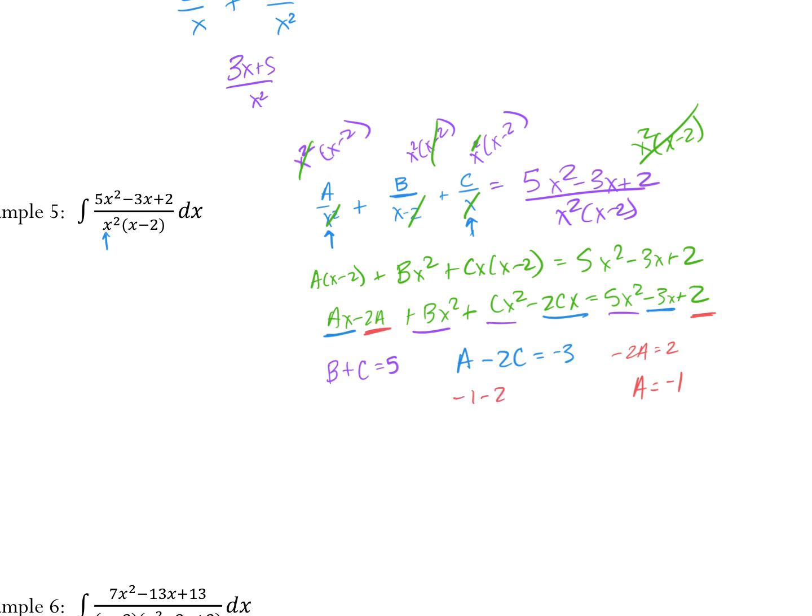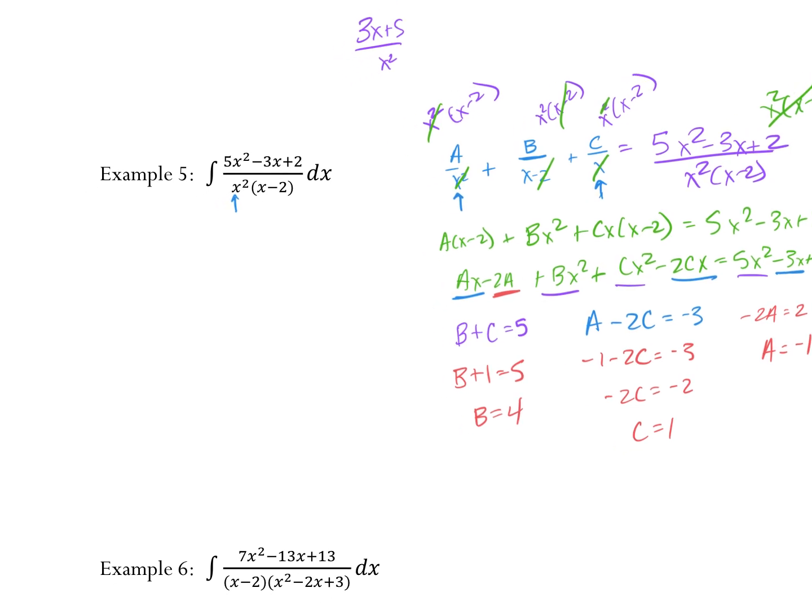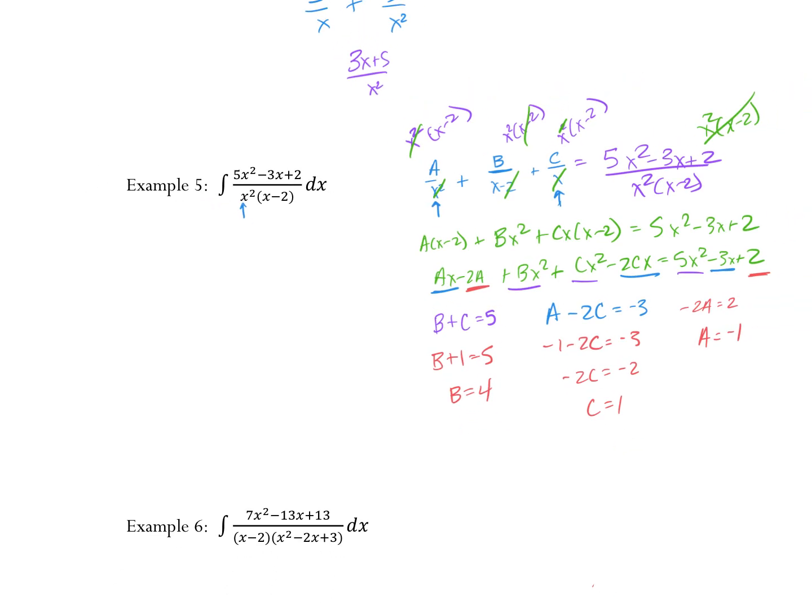Here I have negative 1 minus 2c equals negative 3. And you can see we're basically just continually going back to the same kind of process at this point to solve this system. And again, now we have to be a little bit careful. What I'm integrating is a over x squared, which is going to become negative 1 over x squared, b over x minus 2 will become plus 4 over x minus 2, and c over x will become 1 over x dx.